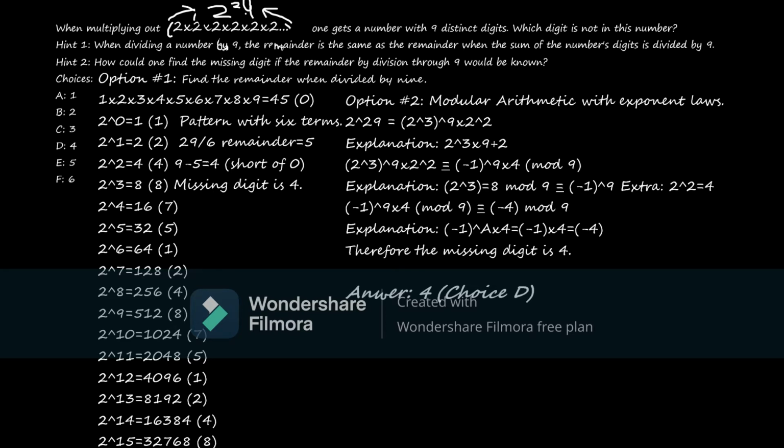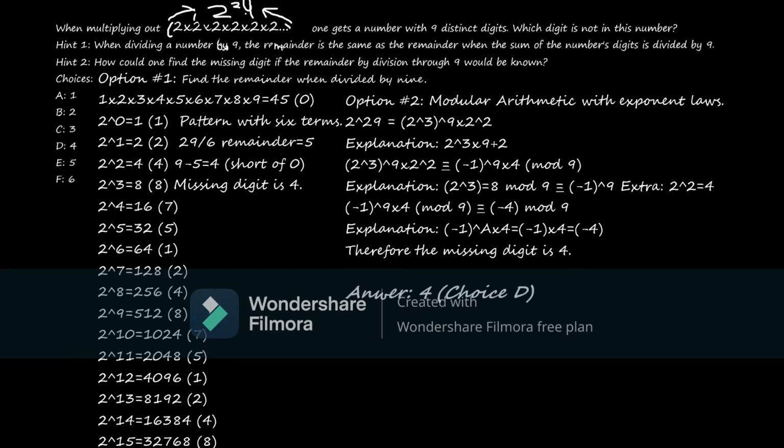Hint 1. When dividing a number by 9, the remainder is the same as the remainder when the sum of the number's digits is divided by 9. Hint 2. How could one find the missing digit if the remainder by division through 9 would be known? Your choices were A, 1, B, 2, C, 3, D, 4, E, 5, F, 6, and G, 7.